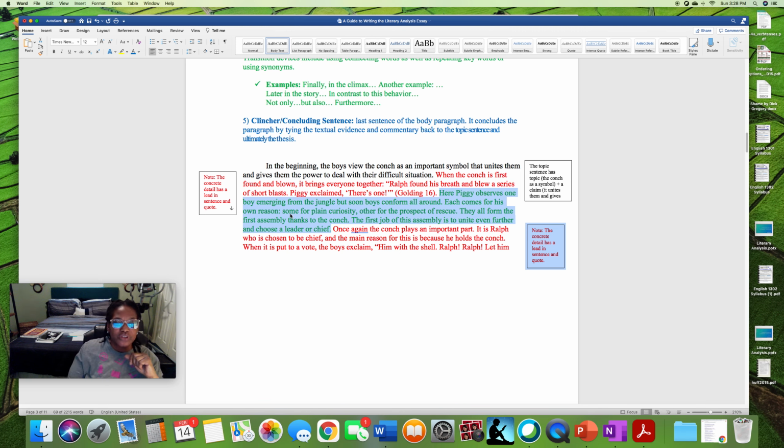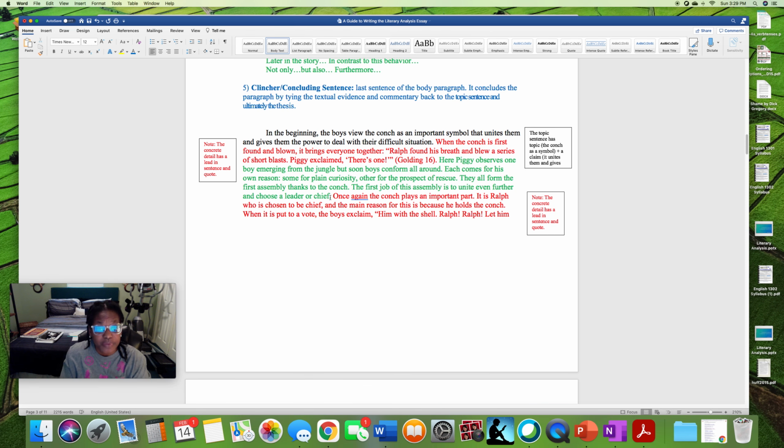Here, Piggy observes one boy emerging from the jungle, but soon boys come from all around. Each comes for his own reason, some for plain curiosity, others for the prospect of a rescue. They all form the first assembly thanks to the conch. The first job of the assembly is to unite even further and choose a leader. So again, this explains how this quote shows that this conch serves as a symbol that brings all these people together. They're going to put another piece of evidence.